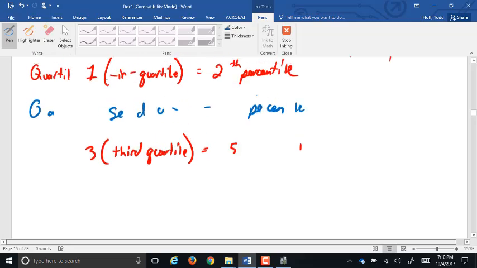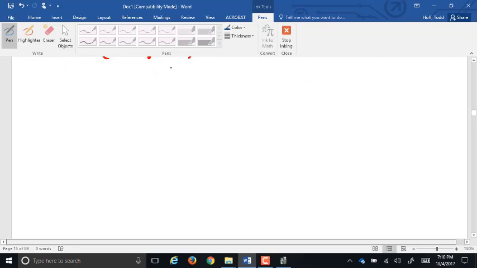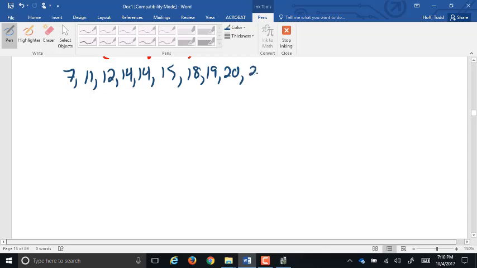So for our set of data that we had up here, we'll make a new set of data. I'm going to put these in order from smallest to largest again because that's the first step in finding your percentiles and your quartiles. So let's do 7, 11, 12, 14, 14, 15, 18, 19, 20, 24, 30, 35. Let's see what I have there. I'm just going to number them here just to make it easier.